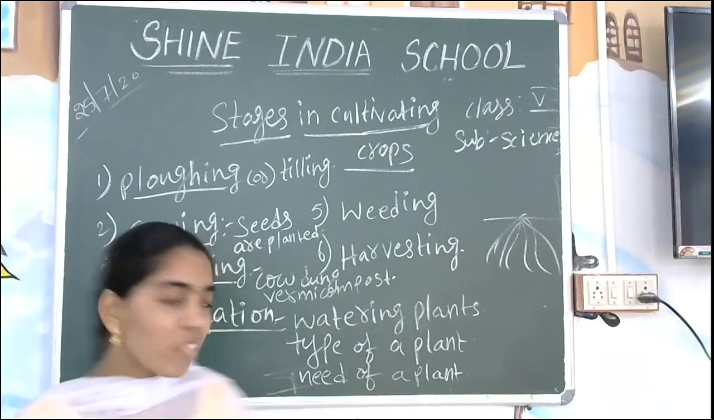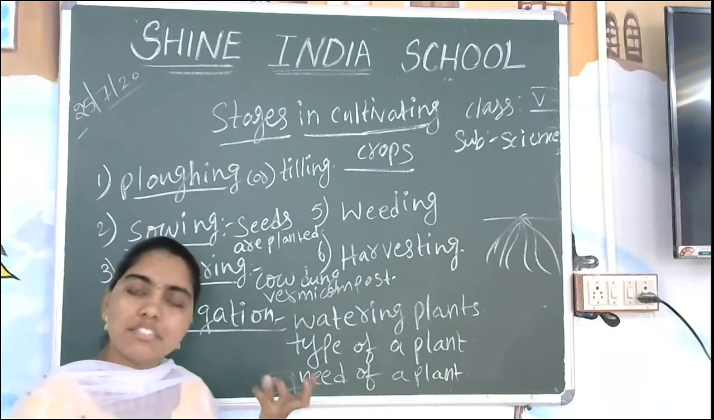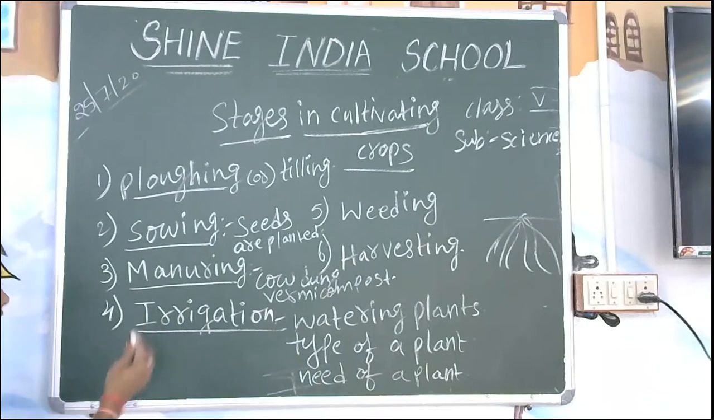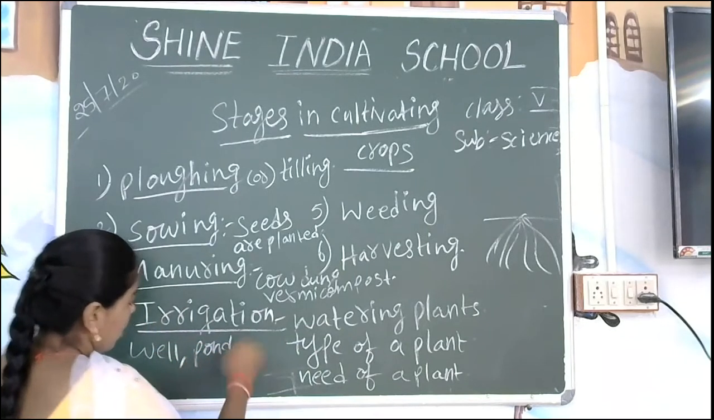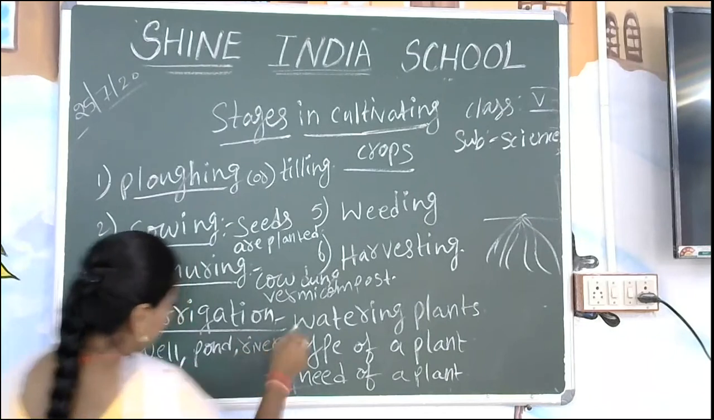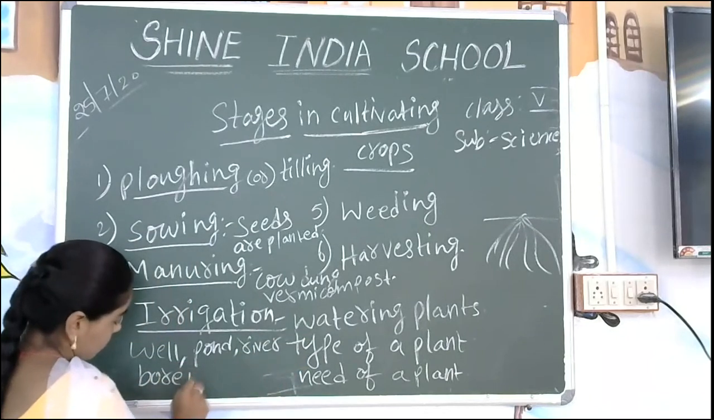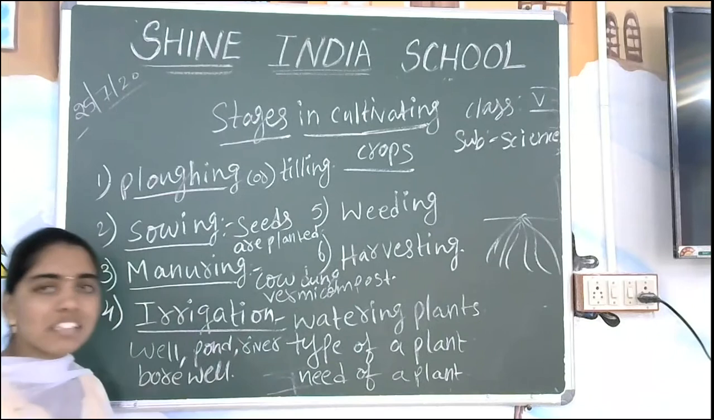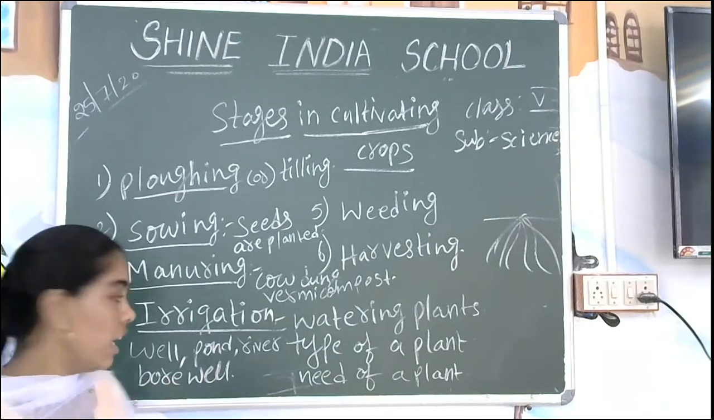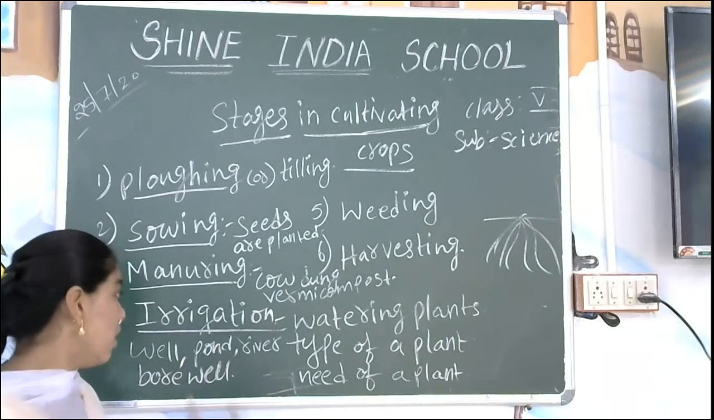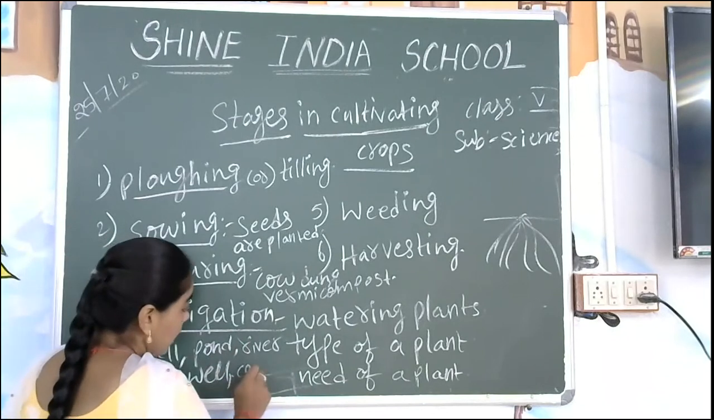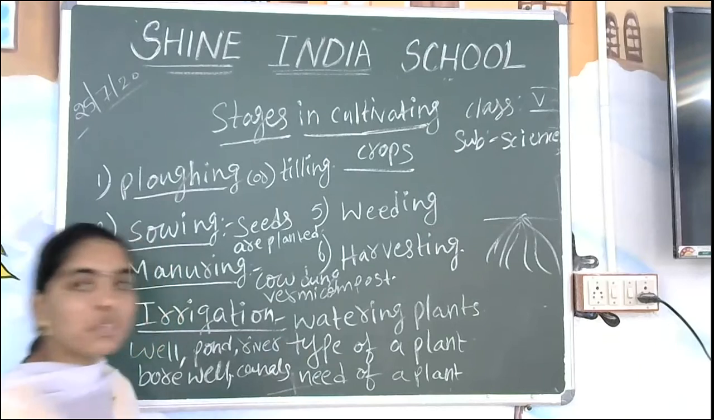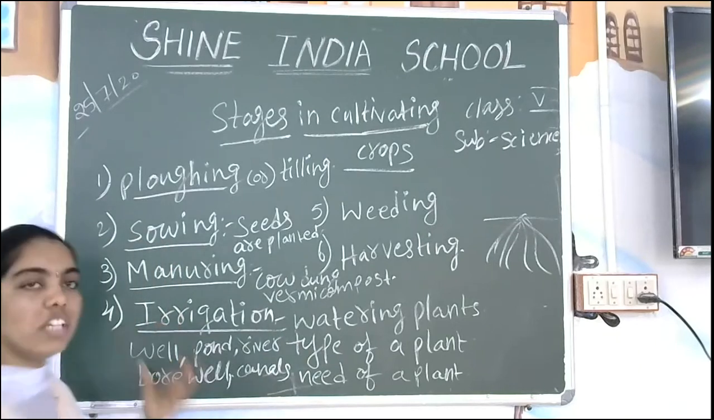Next, how can we give water? From the rain we can give the water. And is there any well, pond, river, borewell? These are the sources of water. From the well we can get the water. From the pond we can get the water, from canals also. In India, mostly we cultivate the crops by using only these types.